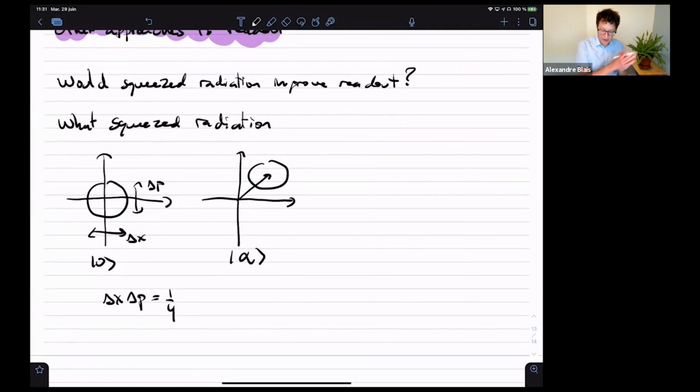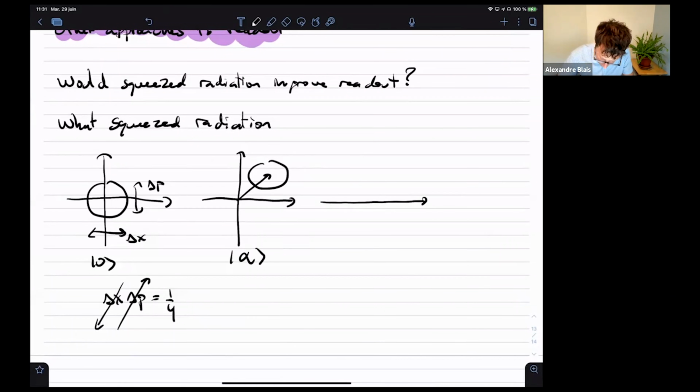But that doesn't mean, however, that delta X has to be equal to delta P. You can, in fact, make the noise in one quadrature as small as you want, but this has to be compensated. If you crank this one down, it has to be compensated by the other quadrature, whose noise has to increase, so as to still respect the Heisenberg inequality. And that's squeezing, that's squeezed states.